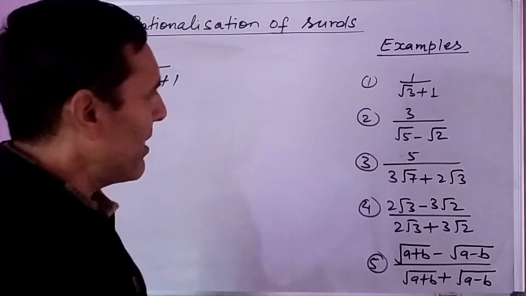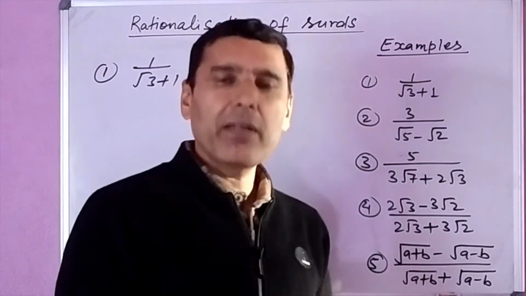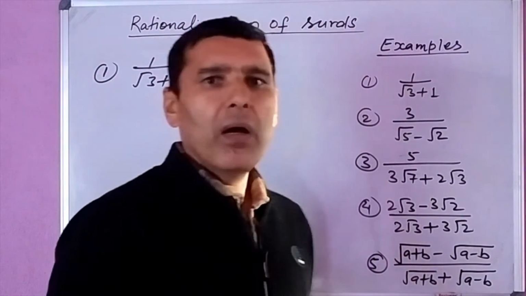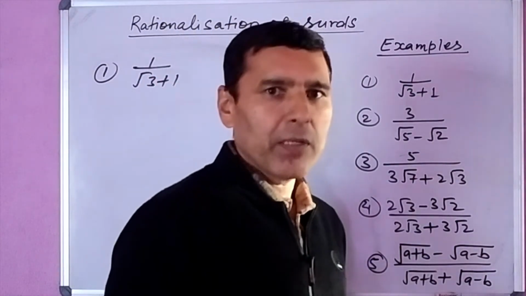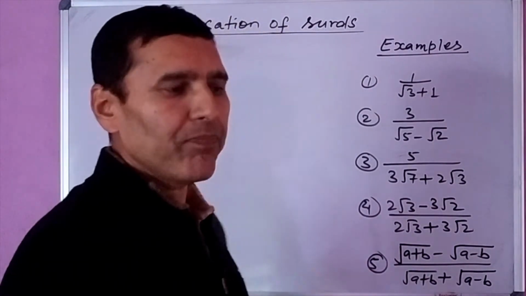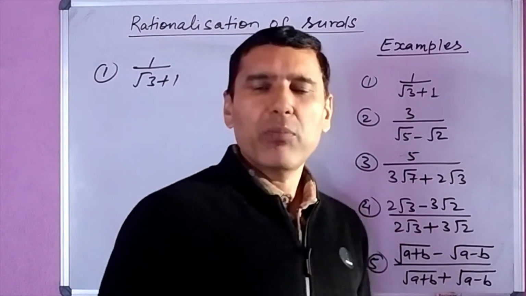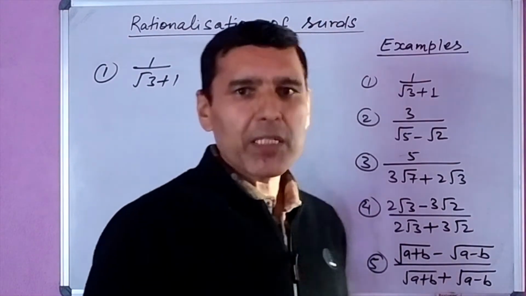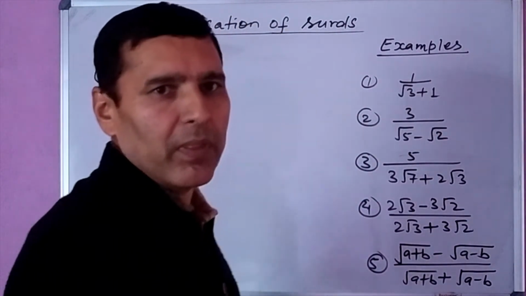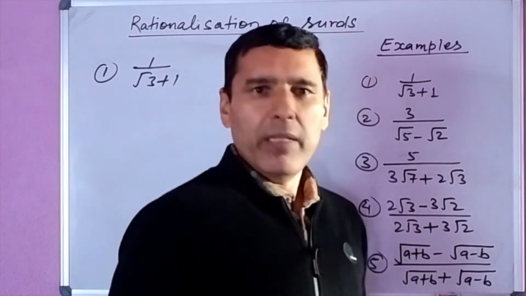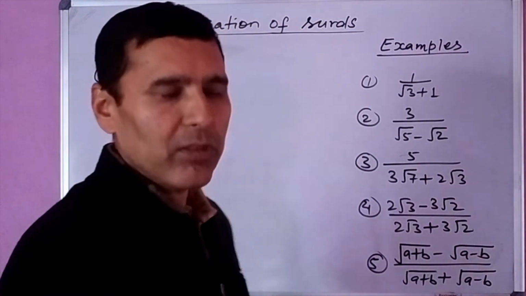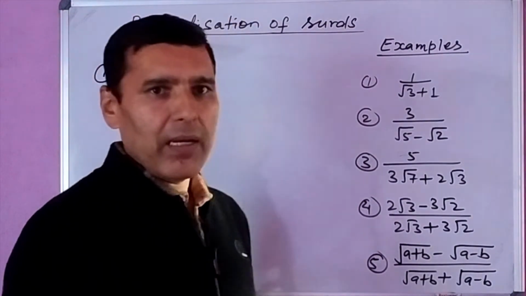Generally we rationalize the denominator, we do not rationalize the numerator, because when we have more than one term containing surds, we have to take the LCM. To take the LCM, the denominator should be in its simplest form. So it will be easier for us. When you rationalize the denominator, further simplification will be easier. So always we try to rationalize the denominator.